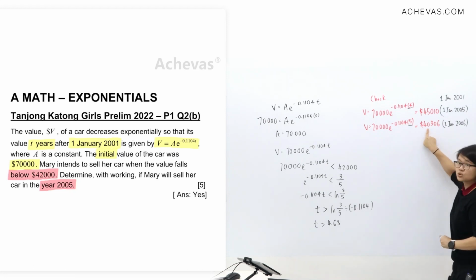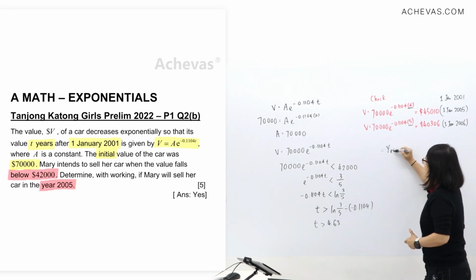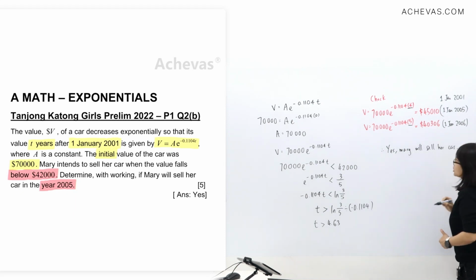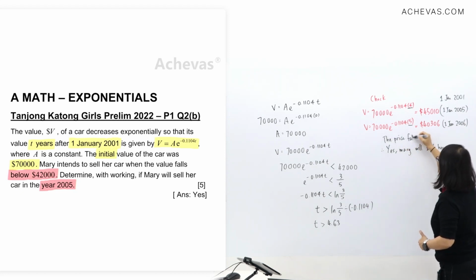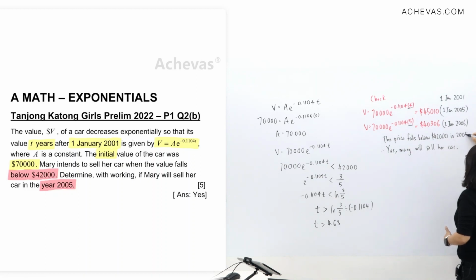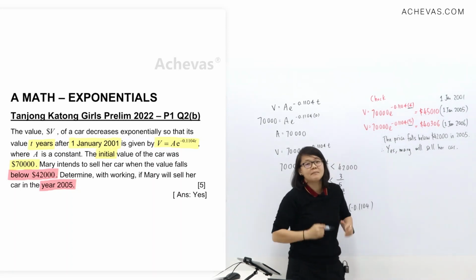On the 1st of January 2005 the value is above 42,000, so which means it will fall below 42,000 somewhere in the year of 2005. So therefore, yes, Mary will sell her car. So it's going to explain because the price falls below 42,000 in 2005. Okay, I'm just adding one more explanation there to explain why Mary will sell her car.